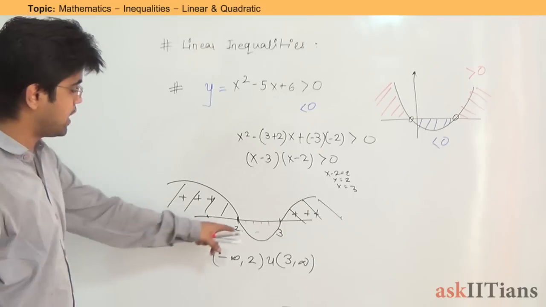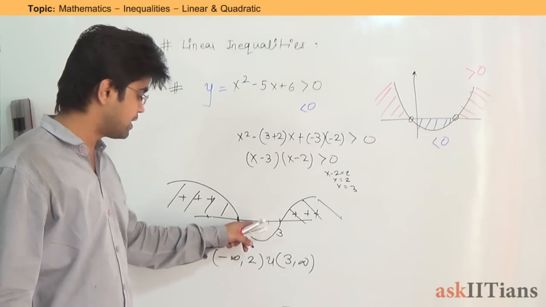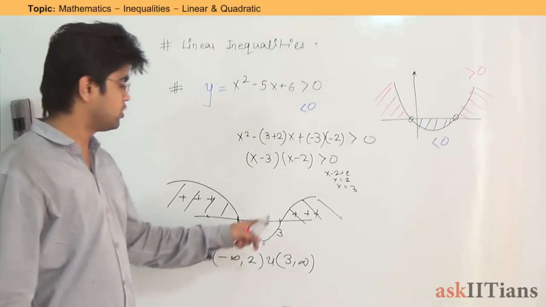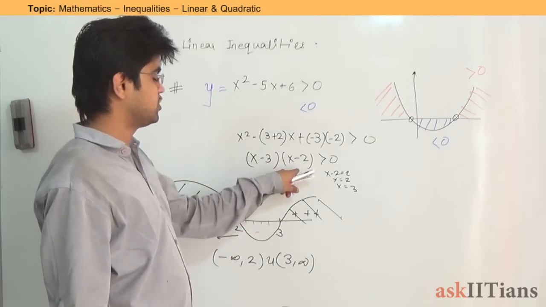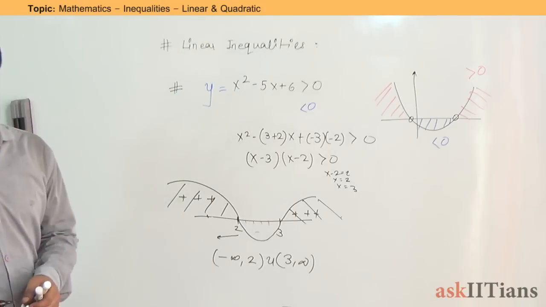Remember that this is the negative area, so we are not including it, and except this, both the areas we have to include, each and every value. Now we cannot include 2 and 3 because at 2 and 3 the function will become 0, but we want greater than 0, so we cannot even include 2 and 3.